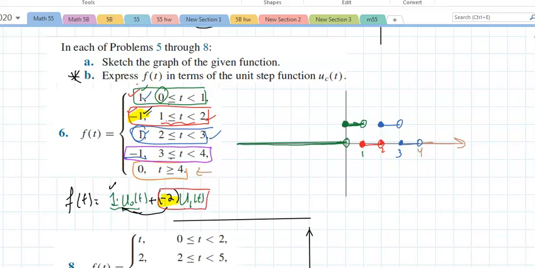Now, when the blue turns on, that blue turns on at 2. I already have 1 minus 2, which is a negative 1. I want to go to 1. I am at negative 1. I want to go to 1. How do you go from negative 1 to 1? Don't you add a 2?